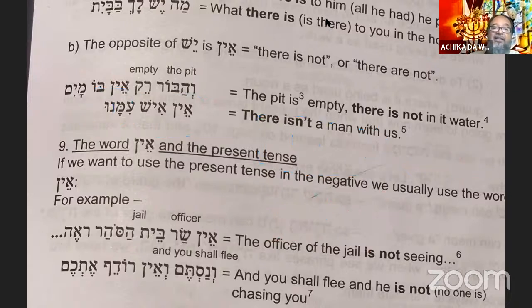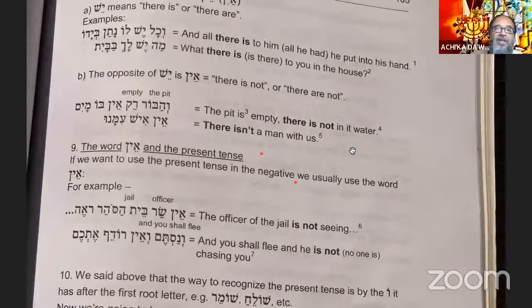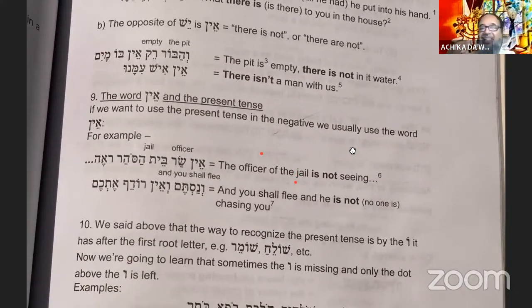The word ayin is in the present tense. So if we want to use the present tense in the negative, because saying that something is not, there is not, is a negative, we usually use the word ayin if you're talking in a negative sense. Because some words negate an action, or they negate a noun, or a pronoun, just depends on what it is.